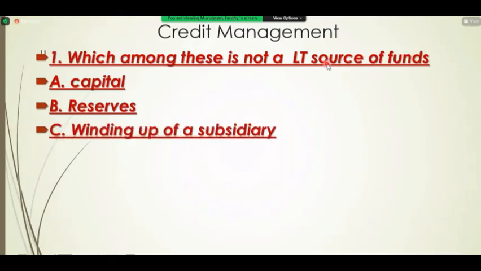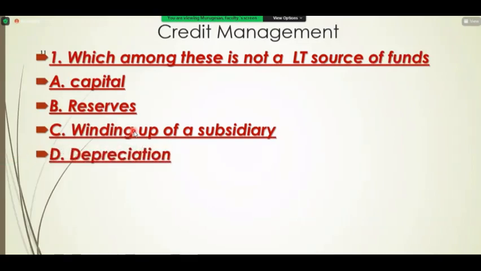Now, winding up of a subsidiary is again a long-term source, because some companies close their sister unit, and through liquidation they get some cash flow. That is sale of assets. Sale of assets is always an inflow, a source of funds. Increase in liabilities is a source. Decrease in assets is also a source. I will come to that afterwards. So winding up of a subsidiary is also a long-term source of funds.